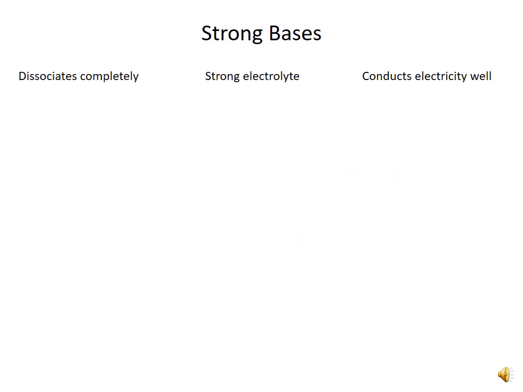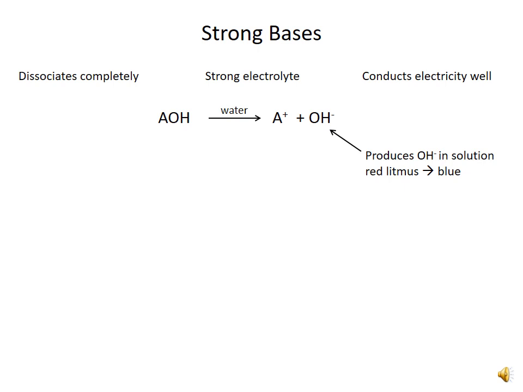The story for strong bases is very similar to that of strong acids. They dissociate completely, making them strong electrolytes, and therefore they conduct electricity well. Here's an example of what happens when a strong base is placed into water. You can see it dissociates completely, given by a single arrow, into the cation and the hydroxide anion. In fact, it's the presence of this hydroxide anion that defines the presence of a base.